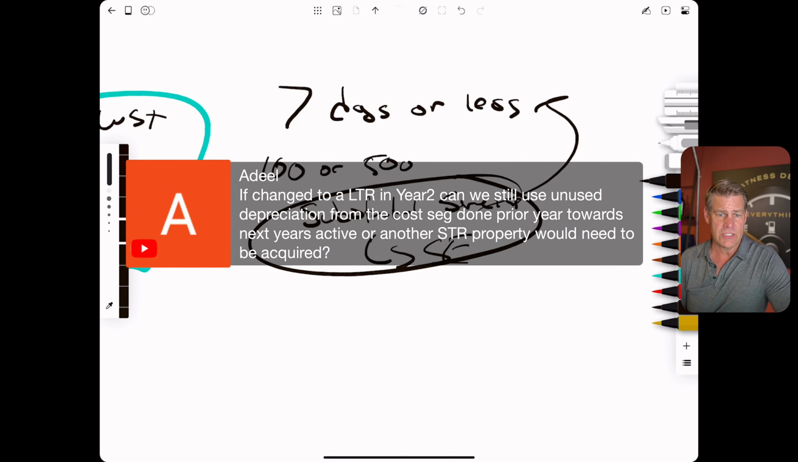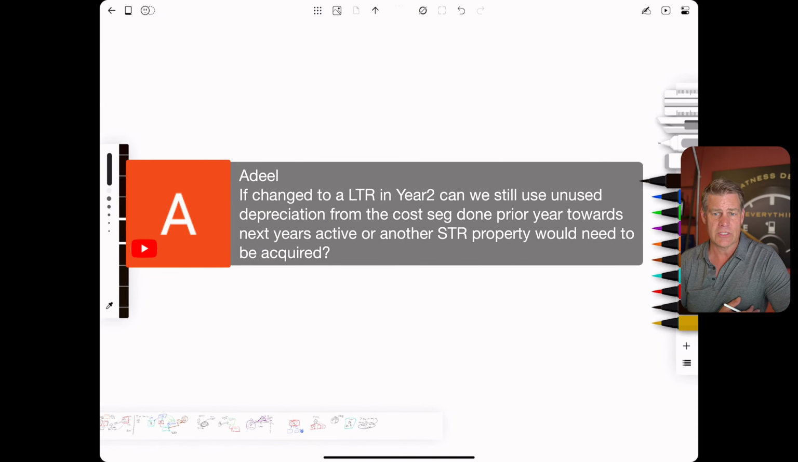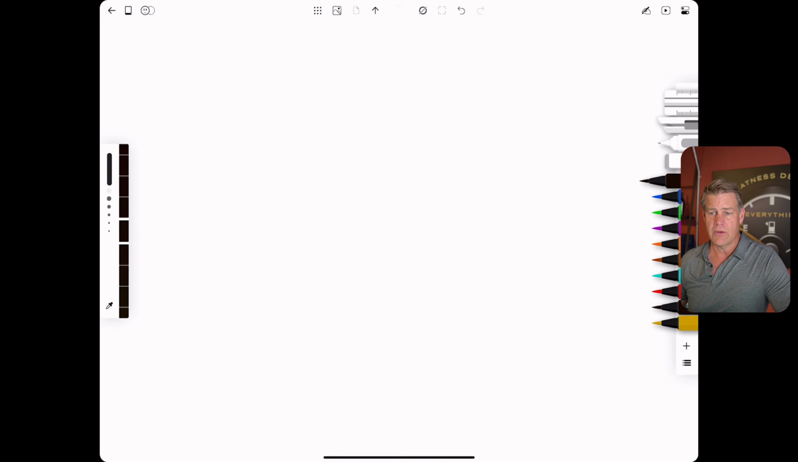If I change into a long-term rental in year 2, can we still use unused depreciation from the cost seg? Absolutely. It does not go away. You still carry that forward.